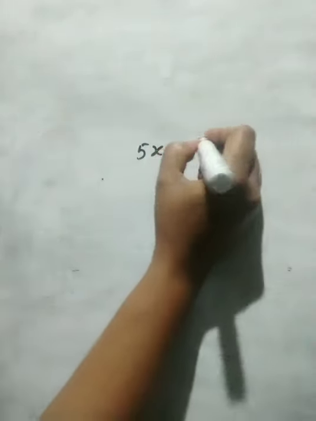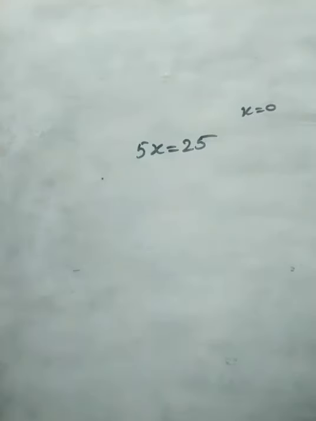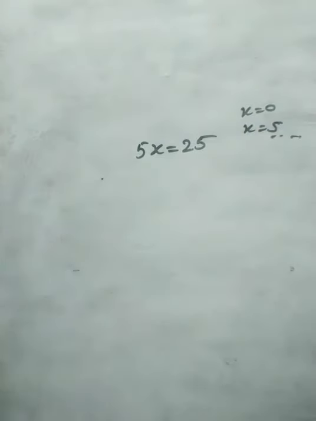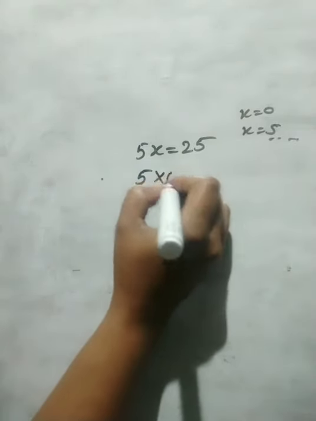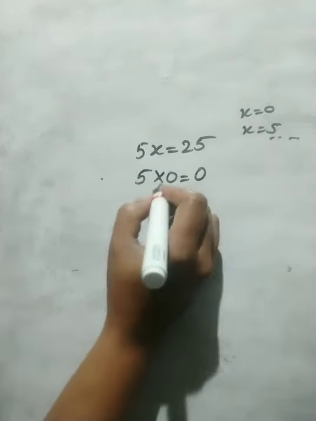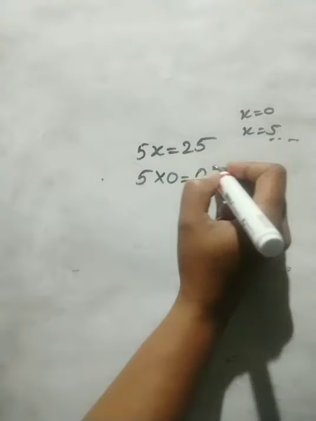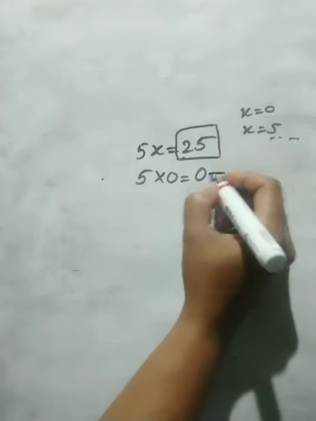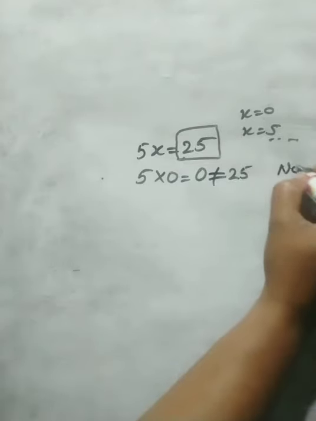Next, 5x is equal to 25 is the question. And they have given x equal to 0. Can we check it? X equal to 5 and so on. Then 5 times 0 is equal to 0 itself. 0 with any number, the answer will be 0. And they have given that it should be 25, but we didn't get 25. So this value is not satisfying.